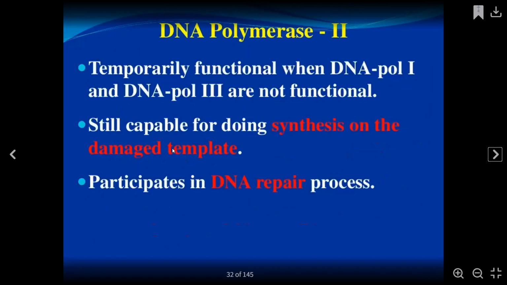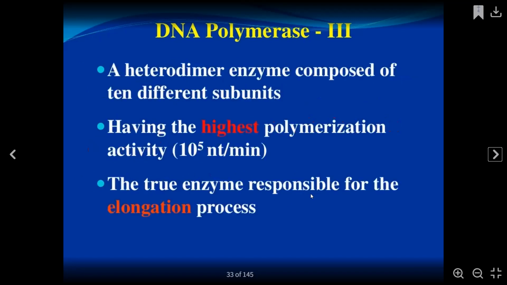Coming to DNA polymerase 2, it is temporarily functional when DNA polymerase 1 and 3 are not functional. This polymerase still has the capability of doing synthesis on a damaged template, and it participates in DNA repair mechanisms. Whereas polymerase 3 is a heterodimer enzyme composed of 10 different subunits, and it has the highest polymerization activity and is the true enzyme responsible for the elongation process.